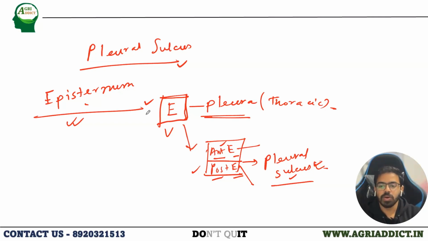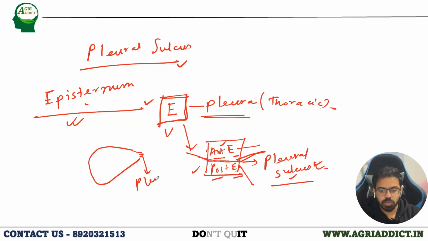So this pleural sulcus continues up to the wing process from where the wings are developed. Wings are developed like this, no? In this area, there are some pleural wing processes, and this particular pleural suture is continued up to this pleural wing process.